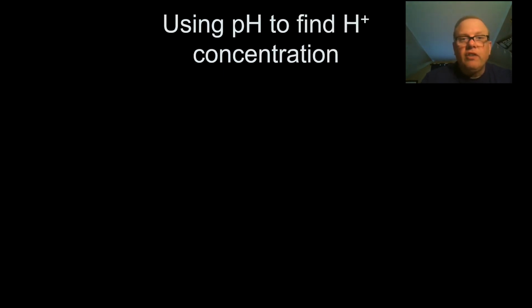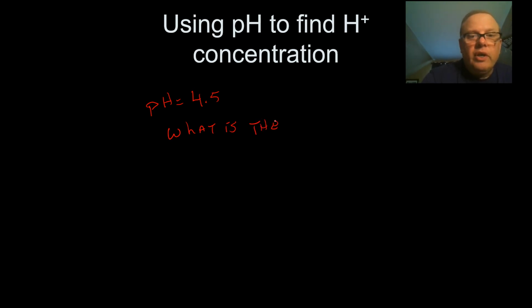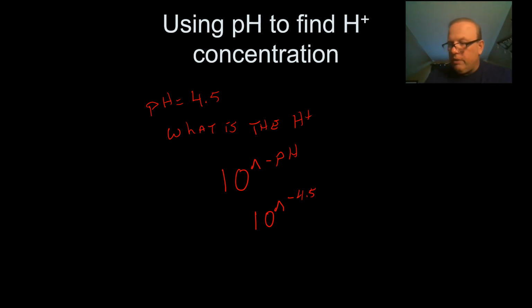All right. Using pH to find the hydrogen ion concentration. So let's say we have something that has a pH equal to 4.5. What is the hydrogen ion concentration? We will use the inverse log and then negative pH. So in this case with 4.5, inverse log negative 4.5. And I'll just do that real quick on my calculator. Second log to get inverse log, negative 4.5, and I get 3.16 times 10 to the negative 5.